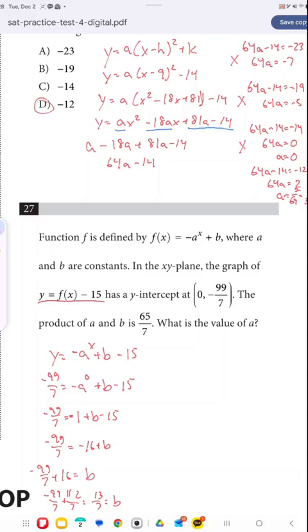Now I also know, because it tells us in the problem, that the product of a and b is 65 over 7. So a times b is equal to 65 over 7. I now know that b is 13 over 7. And now we solve. We solve by dividing both sides by 13 over 7, and then we find that a is equal to 5.